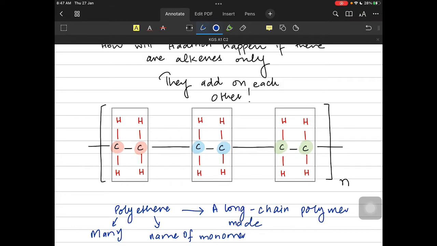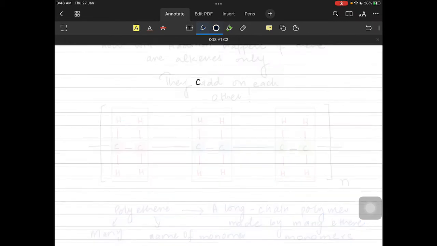Polymer means a compound, a chain which has so many repeated units. And here ethene was the repeated unit. So I drew three ethene in the beginning. I could be doing the same structure with two or four.